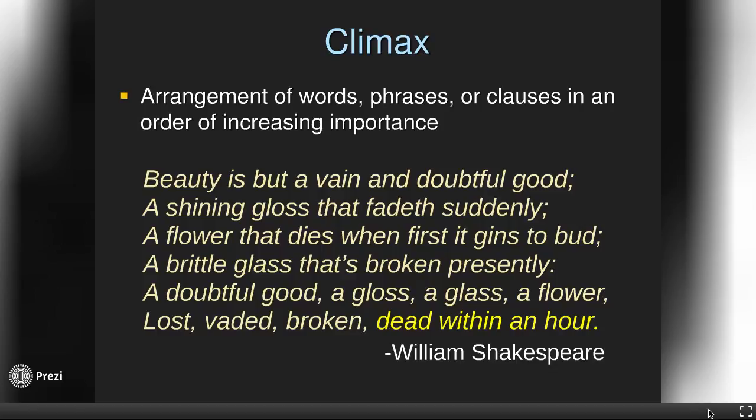So what it is, it's the arrangement of words, phrases, or clauses, and you're going in an order of increasing importance. So I went from Smashing Pumpkins to William Shakespeare.